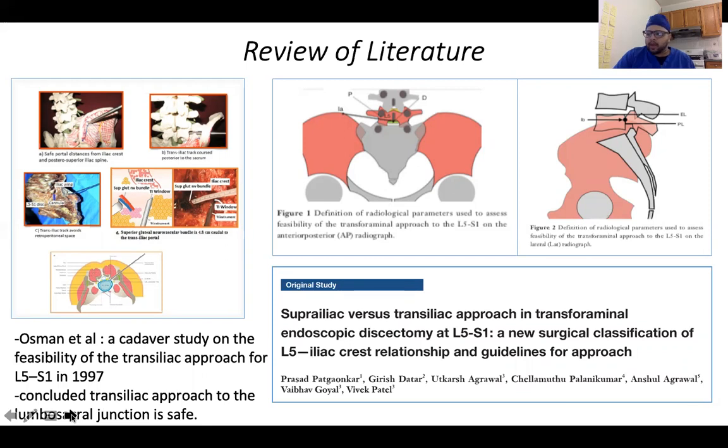Dr. Prasad Padgaonkar et al. described the suprailiac versus transiliac classification system in order to provide the best trajectory to access the herniated disc, and this paper was just published last year.